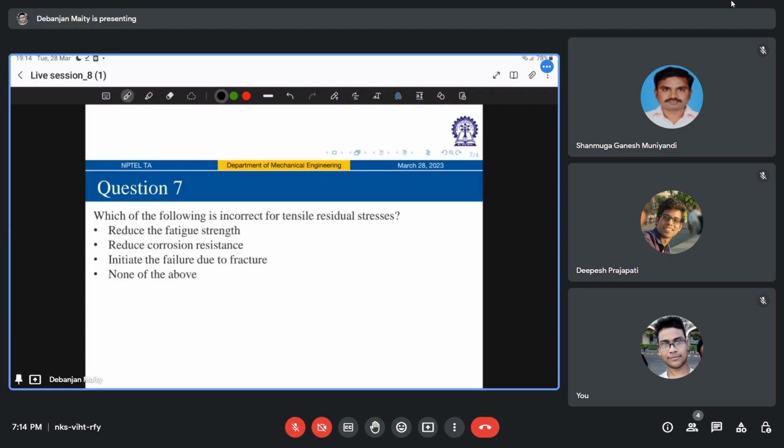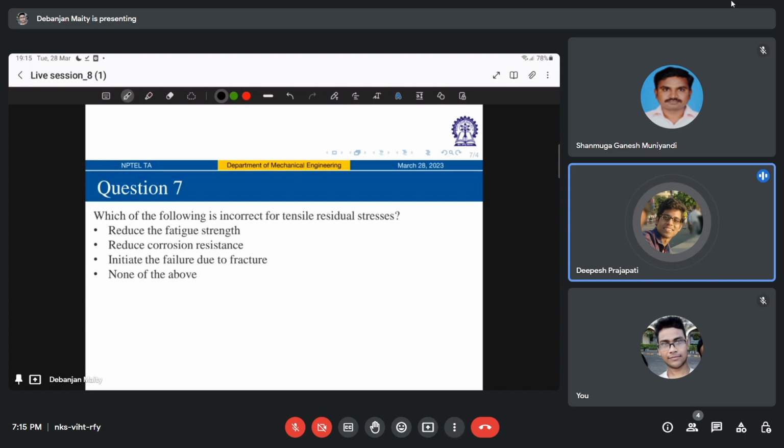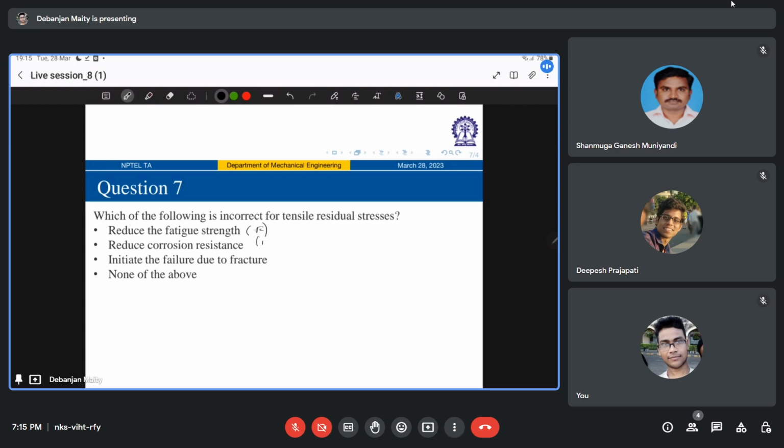So which of the following is incorrect for this tensile residual stress? It says it reduces the fatigue strength. Is it true? Tensile residual stress, can it reduce? This is false. Tensile residual stress is very much detrimental. It cannot reduce anything. So this is true, right?